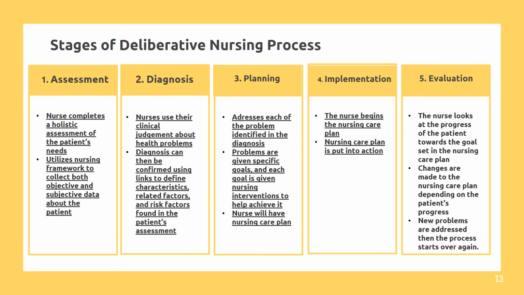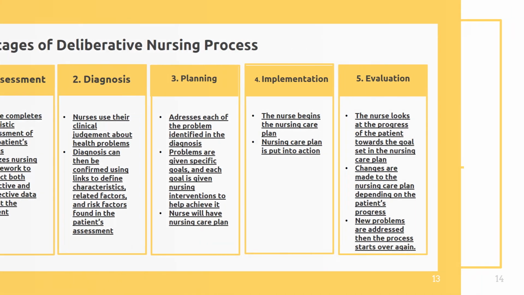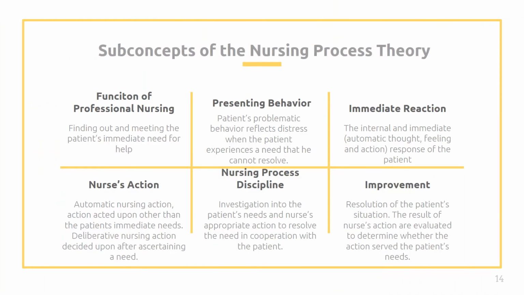Lastly, evaluation. In this stage, the nurse looks at the progress of the patient towards the goals set in the nursing care plan. Changes are made to the nursing care plan depending on the patient's progress. New problems are addressed, then the process starts over again. These are the concepts of the nursing process theory.